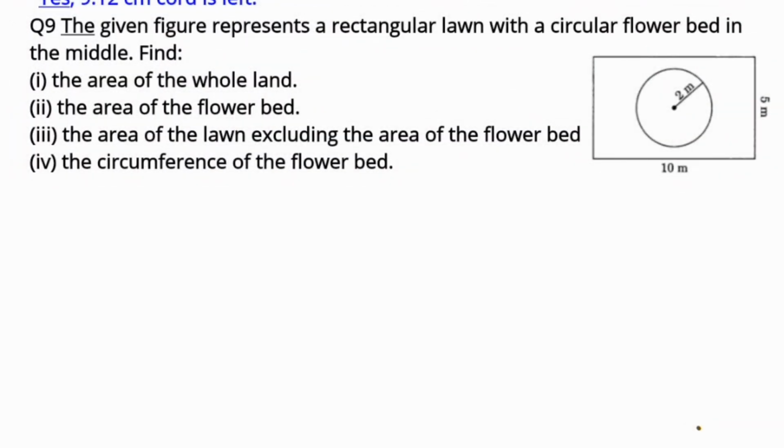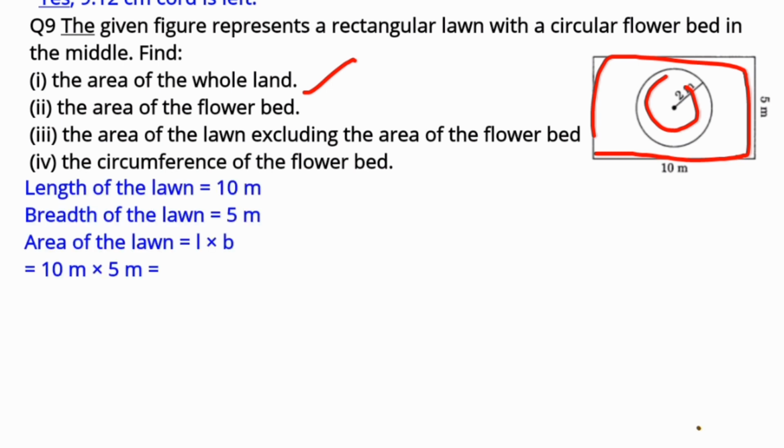Question number 9 is, the given figure represents a rectangular lawn with a circular flower bed. So here it is a rectangular lawn and a circular flower bed. The first part is, find the area of the whole land. That is, we need to calculate the area of the rectangular lawn. First of all we'll write the length of the lawn and the breadth of the lawn, then we'll put it in the formula. Length of the lawn is given to us, 10 meter, its breadth is 5 meter. Lawn is in the form of a rectangle, so we'll use the formula area of rectangle, length into breadth. So 10 into 5, 50 meter square.